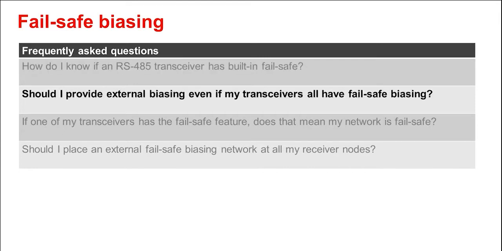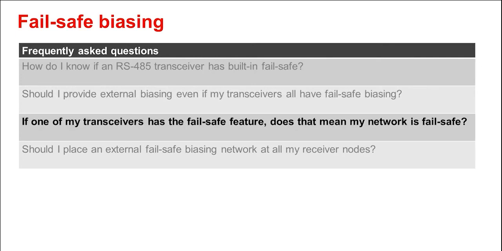Should I provide external biasing even if my transceivers all have failsafe biasing? This is not necessary because all the transceivers should still hold RX in a logic high state in the event of a short, idle, or open condition on the transmission line. If external biasing is used, the receivers may see the benefit of additional noise immunity. The downside to the external biasing, however, is increased power consumption, because there's a path for current to flow from VCC to ground with the failsafe biasing resistor at all times.